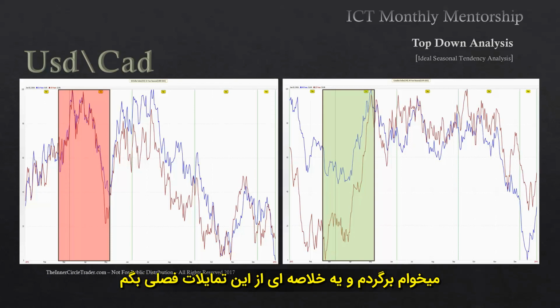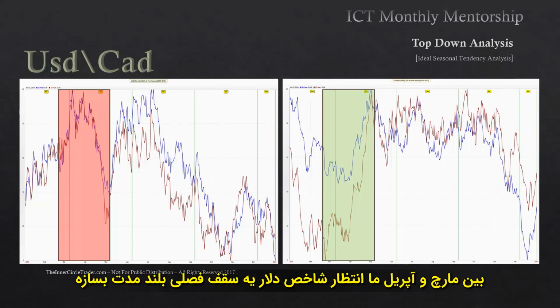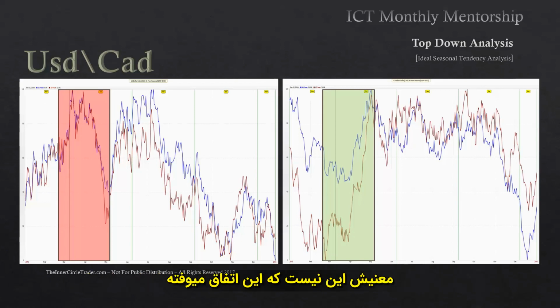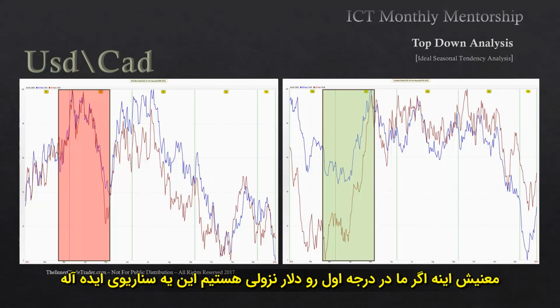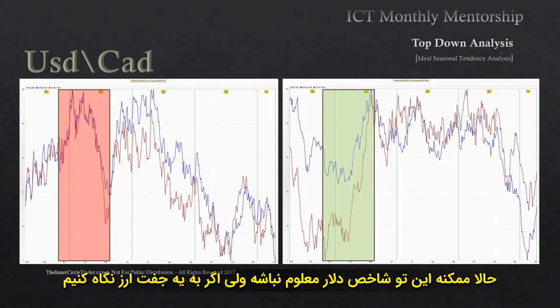So I want to go back in summary with these seasonal tendencies. Just because we're looking at one seasonal tendency, for instance for the dollar index, between the March and April time period, we expect the dollar index to create some measure of a high long term, seasonally. It doesn't mean it's going to happen, but we're expecting it to occur. By itself, it means that if we're primarily bearish on the dollar index, this is an ideal scenario to be selling dollars.